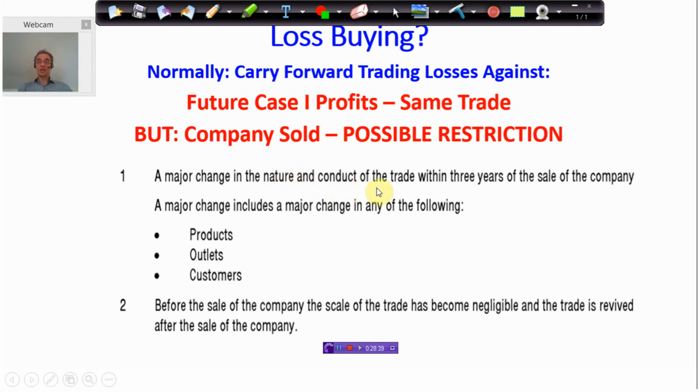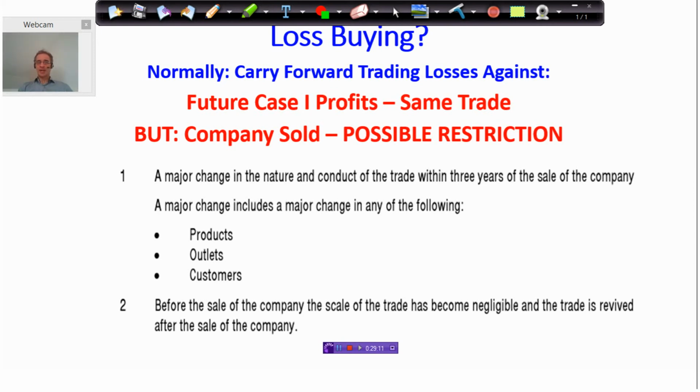And the first one really is that there's some sort of change in the conduct or the nature of the trade within 3 years of the sale of the company. And that could be anything as insignificant really as outlets, or perhaps changes in types of customers, or perhaps products. So it may not be something that on the face of it looks very significant, but as far as the revenue are concerned, if any of these things happened, for example change of outlets, then as far as they're concerned the loss has to be restricted.